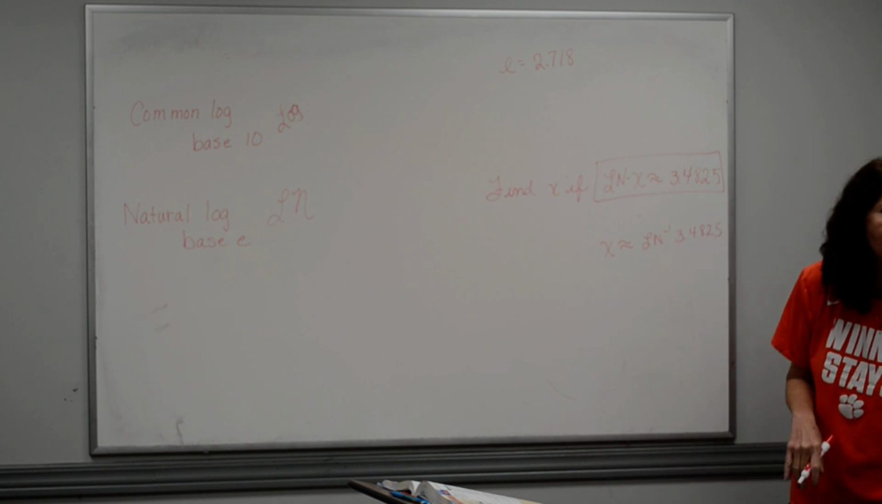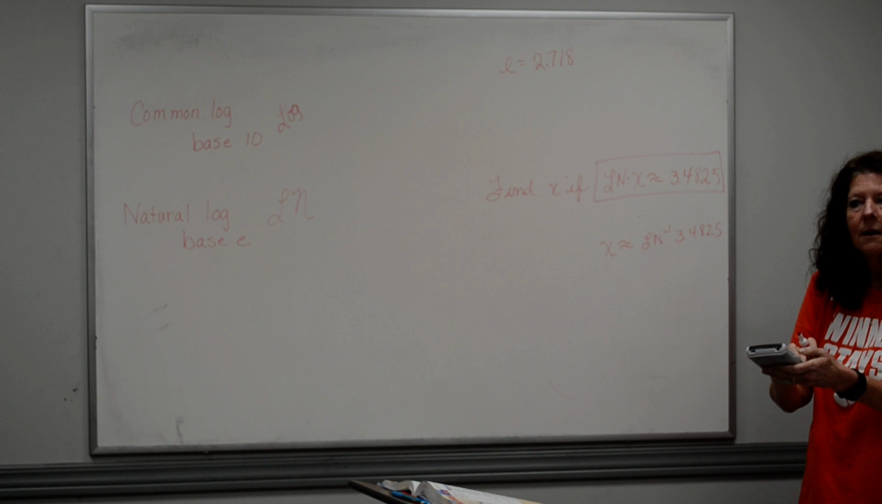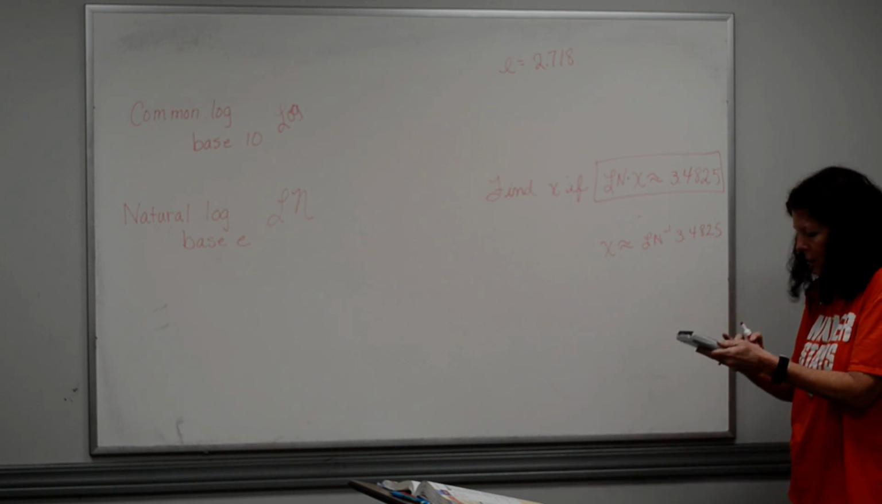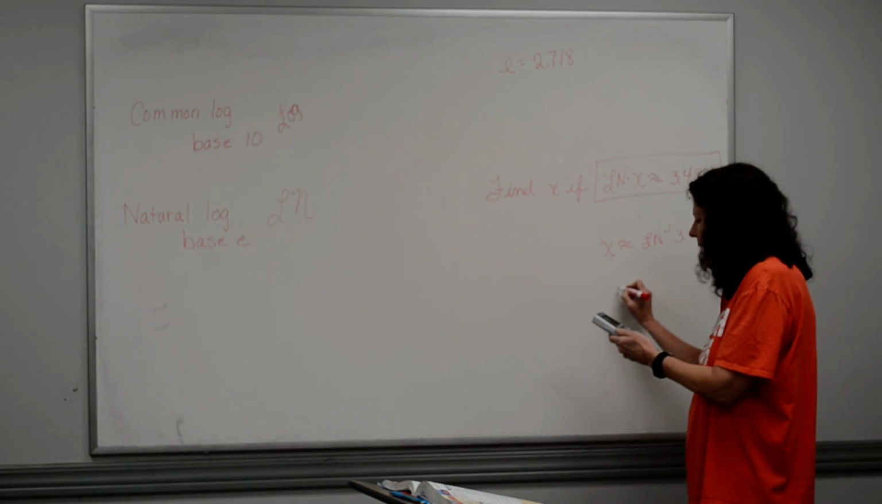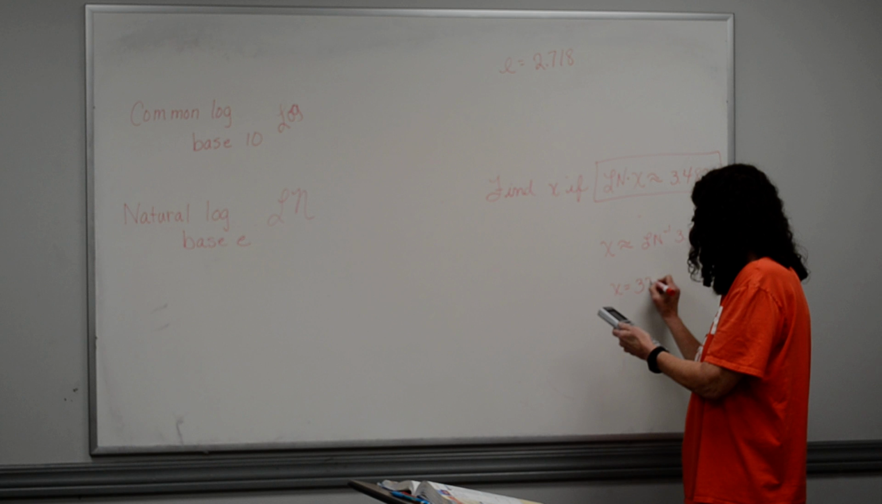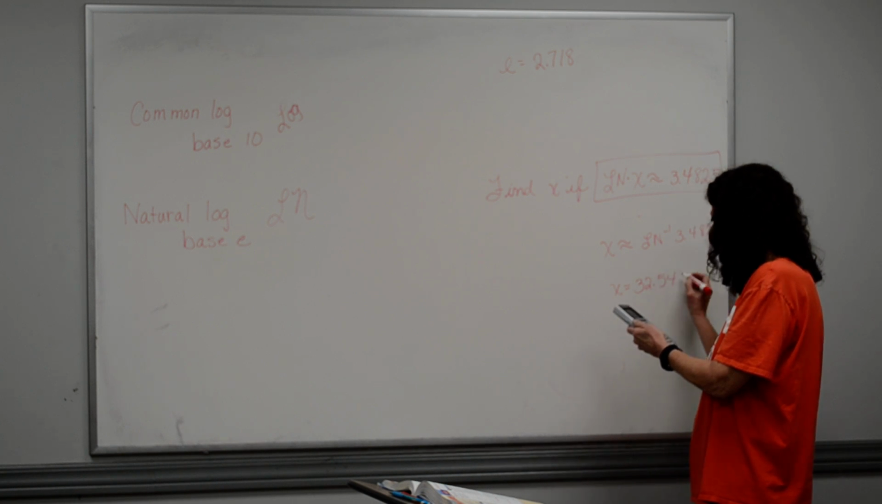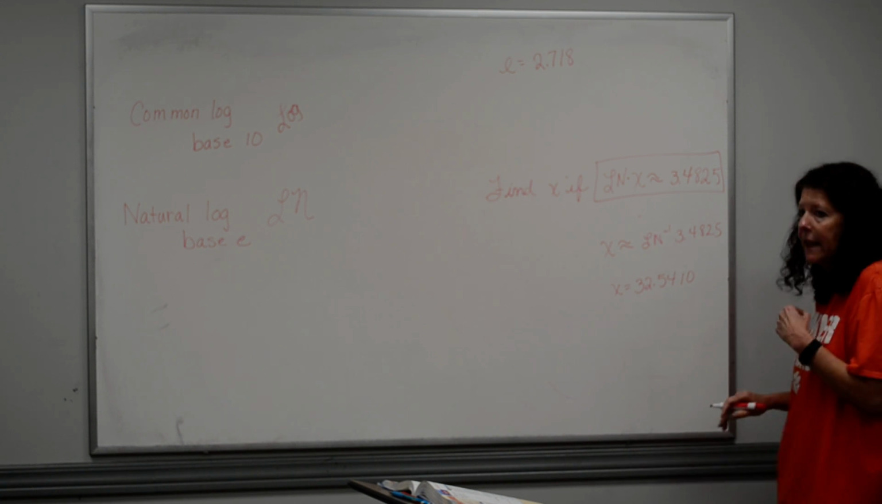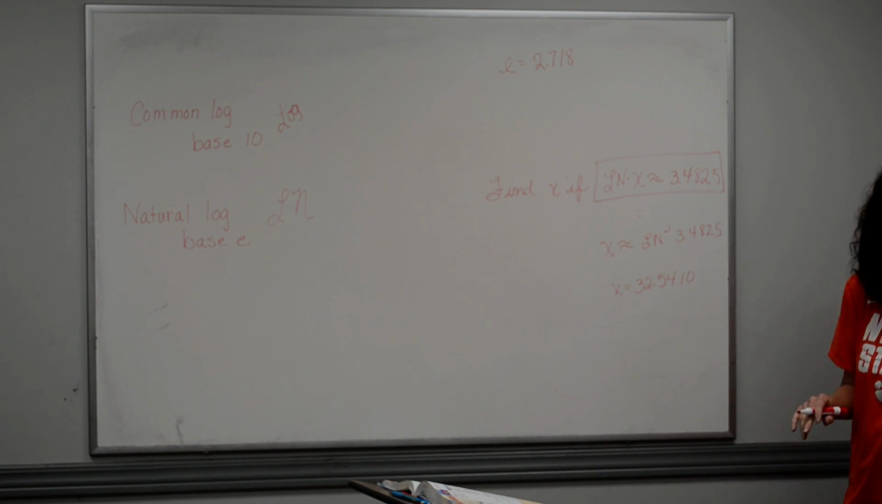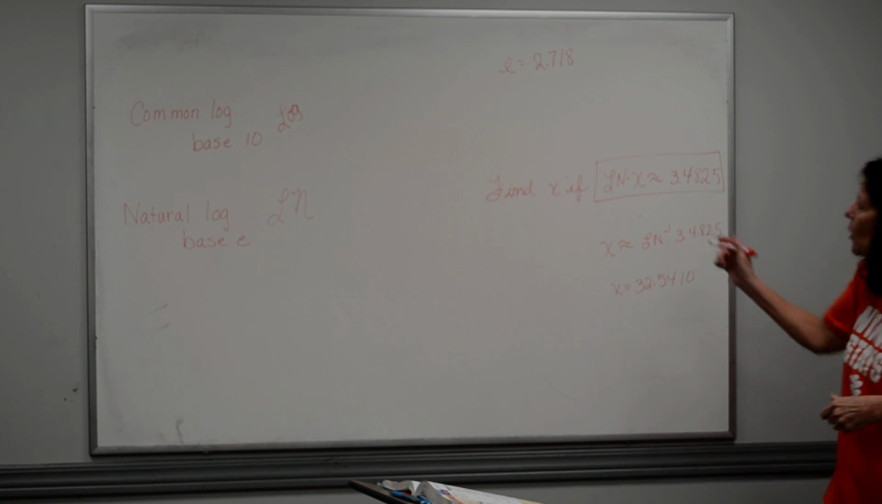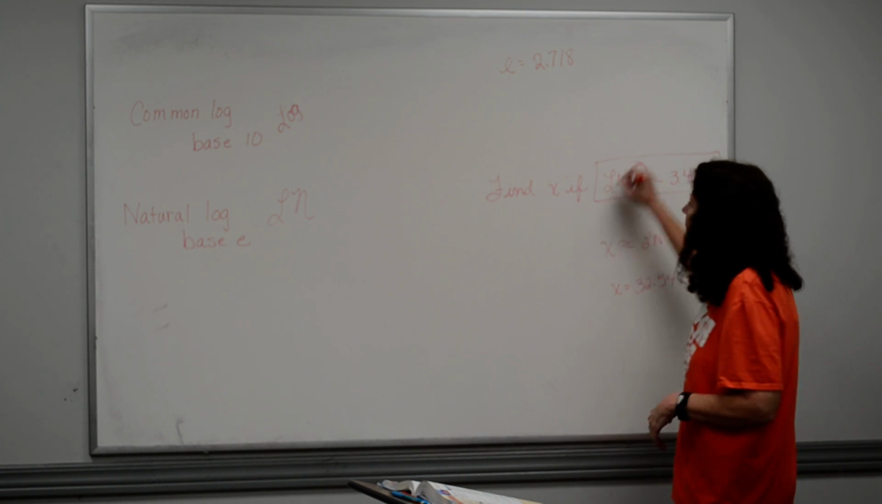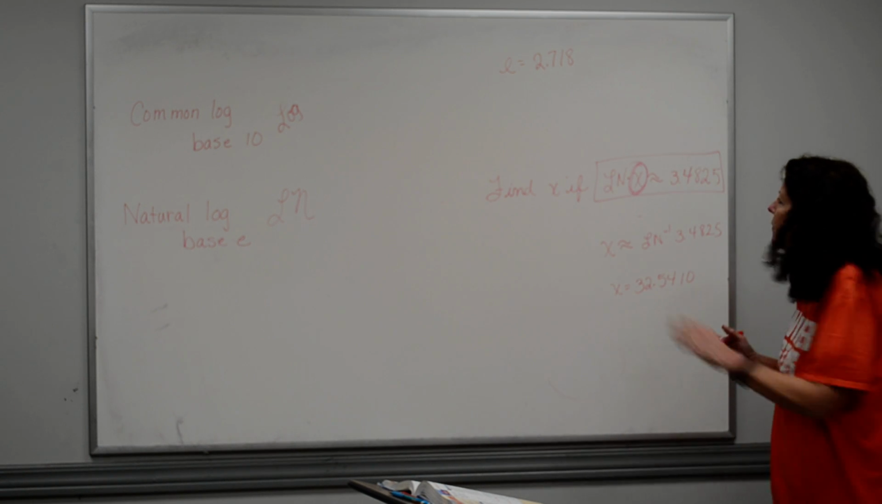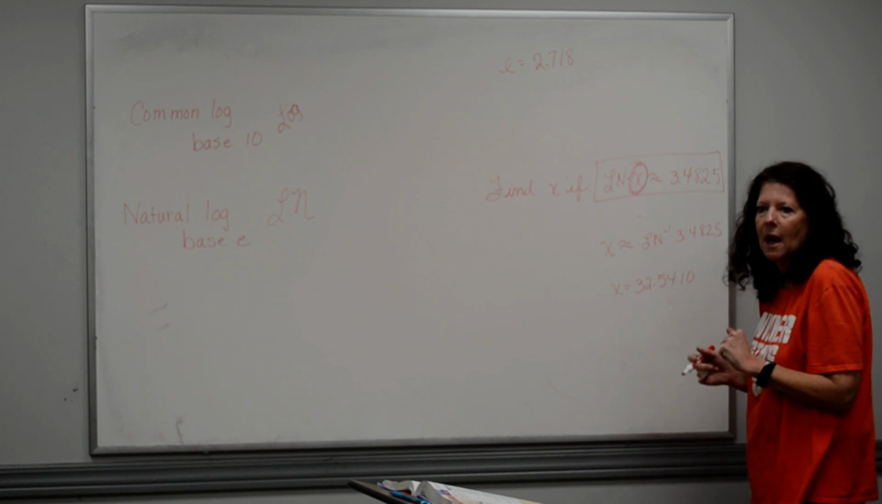How would you do that on your calculator? Well, second, natural log button, 3.4825, and I find that x is equal to 32.5410. It really is just like algebra in the sense that if I'm going to move it, I've got to take the inverse of it. What I'm looking for is that. That's my unknown that I'm trying to solve for. So I literally move it to the other side.